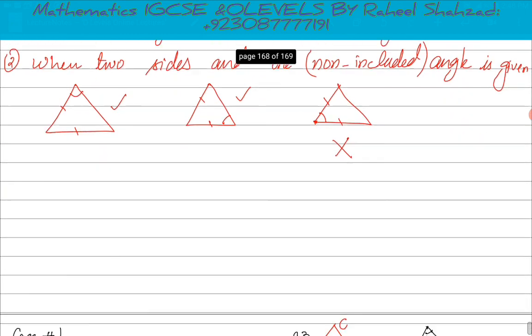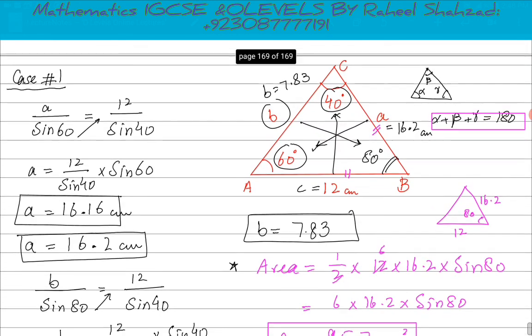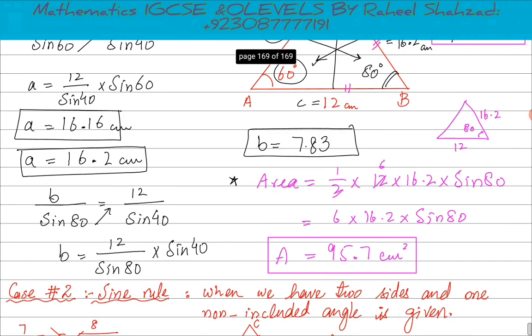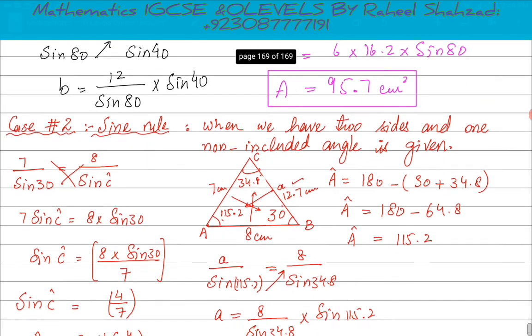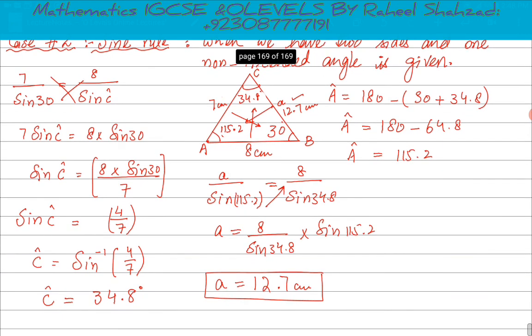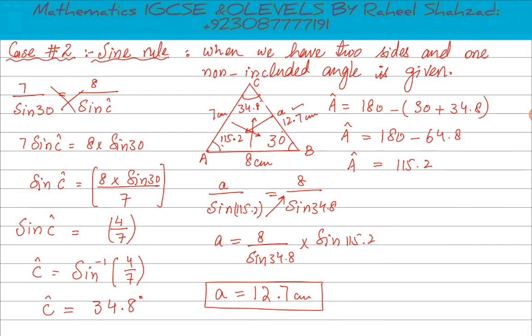So these were two cases we just discussed. Case number one, when we have two angles and one side given, and in addition to this, we also discussed area of this triangle. And secondly, we have case two, when we have two sides and one non-included angle given, how we can apply sine rule to find out unknown lengths and unknown angles.